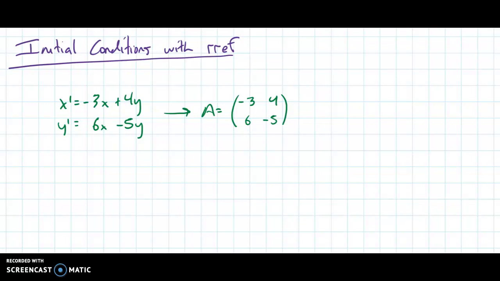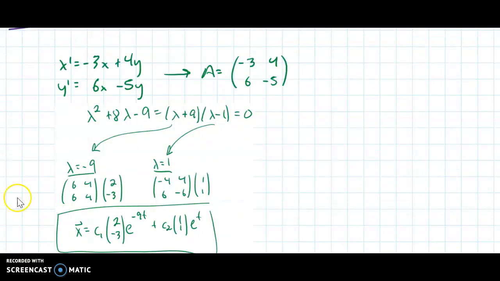In this video, I am going to show you how to use your calculator and use something called rref, which stands for Reduced Row Echelon Form, to deal with initial conditions. If I have this system right here, then it gives me this matrix A right here. And I hope you would be able to solve this at this point.